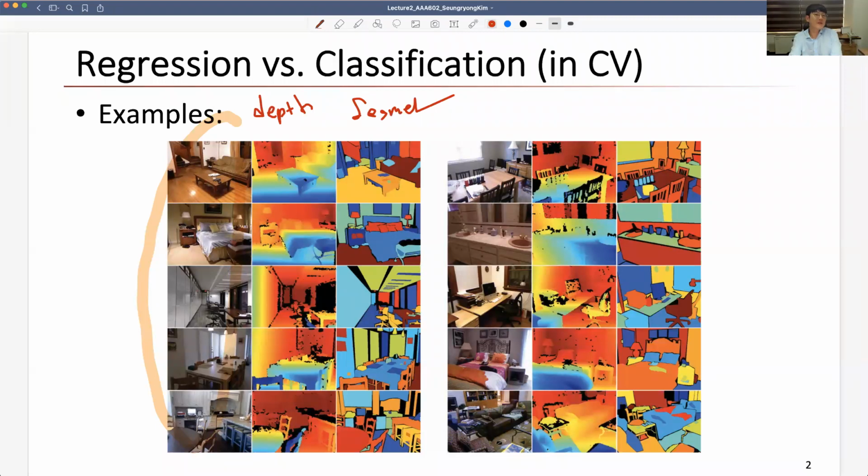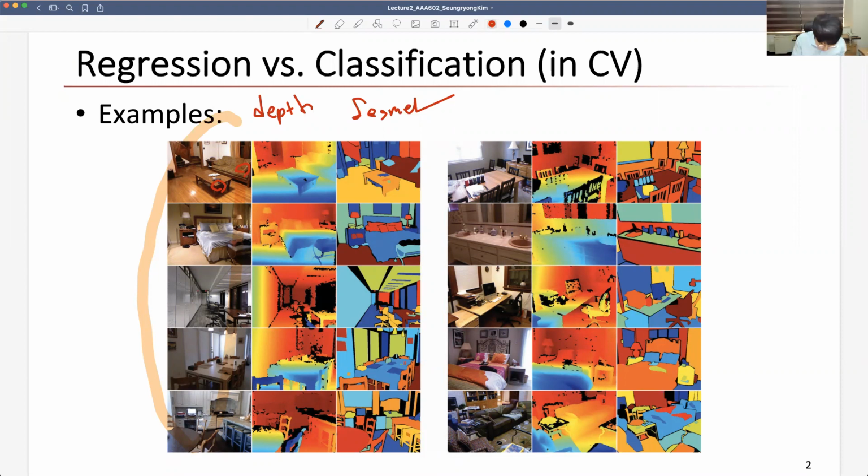So, what is the difference between depth estimation and segmentation? Depth is the relative distance from the observer. As a human, we can easily determine this object is much closer than this object, right? So it's the relative distance. In the depth estimation problem, we want to find such a relative distance by using some kind of machine learning or deep learning technique.